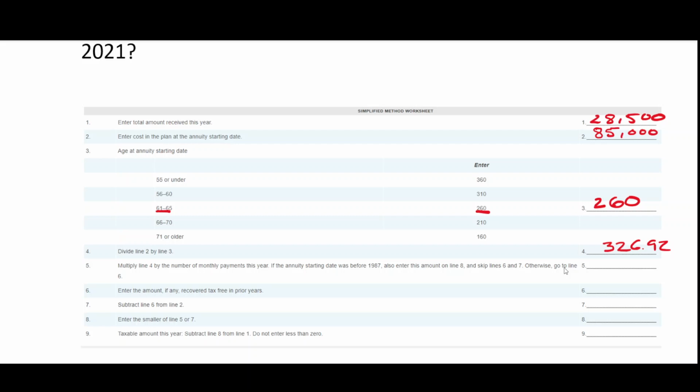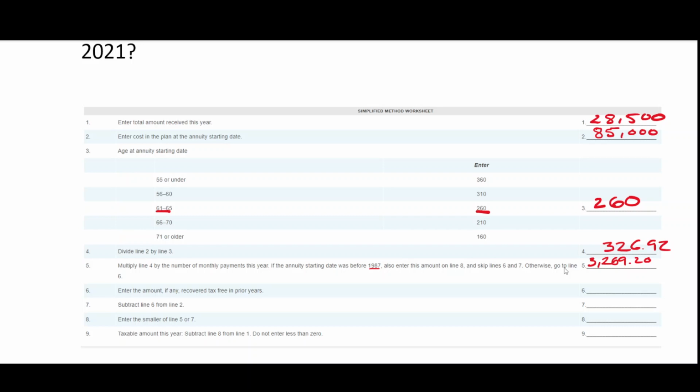You multiply line 4 by the number of monthly payments this year, and then if the annuity starting date was before 1987, etc., we're disregarding this because this annuity took place in 21. So we take and multiply 326.92 by the number of payments, which is 10. That's going to give us $3,269.20.